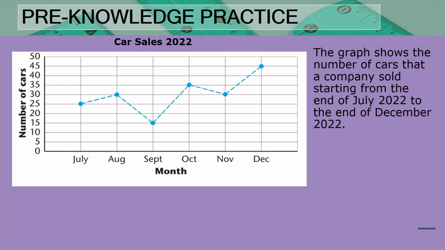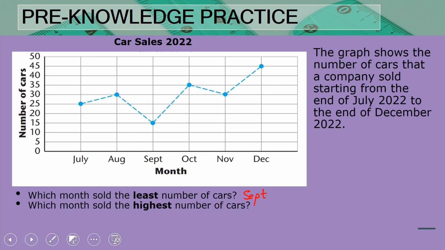But let's look at the following questions for this graph. Which month sold the least number of cars? That means that we need to look at our graph and look at where the least number of cars were sold. And now the dot that is the least number of cars we can see there is in September. So September is the one that sold the least number of cars.